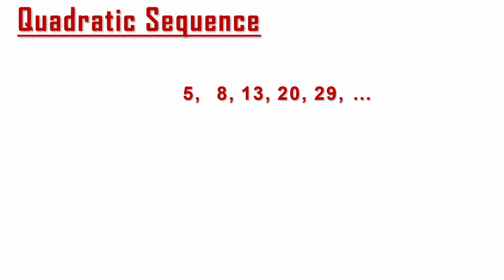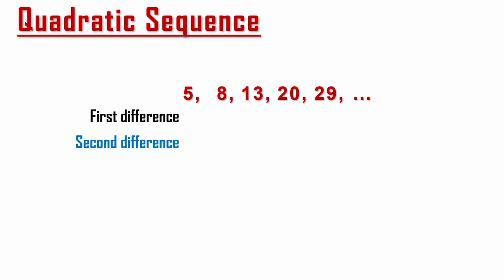Ever wondered how to find the formula for a quadratic sequence? Today I'll show you how to find their general term in simple steps. So what is a quadratic sequence? A quadratic sequence is one where the difference between consecutive terms isn't constant, but the second difference is.